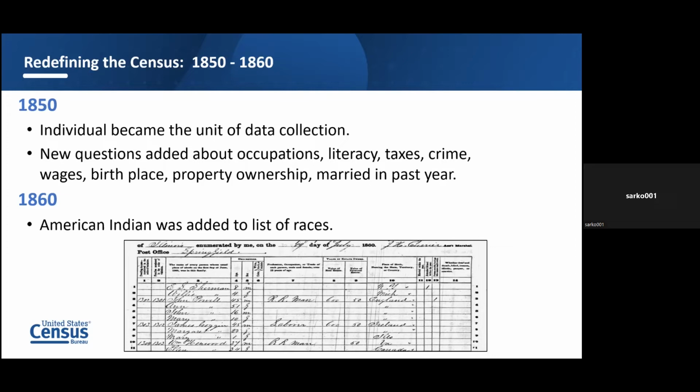So in 1850, not only did the individual become the unit of data collection, but we greatly expanded the questions that we asked in previous censuses. In previous censuses, we just collected the head of household. We added new questions about occupations, literacy, taxes, crime, wages, birthplace, property ownership, and married in the past year.